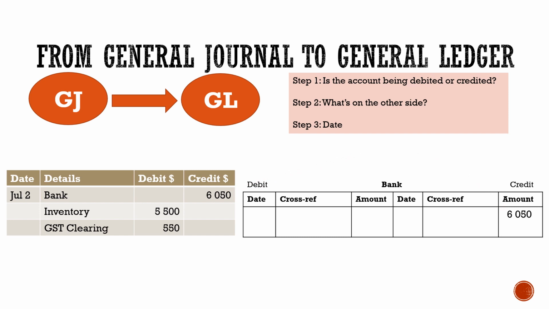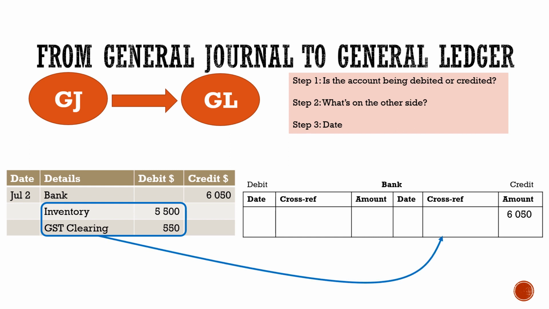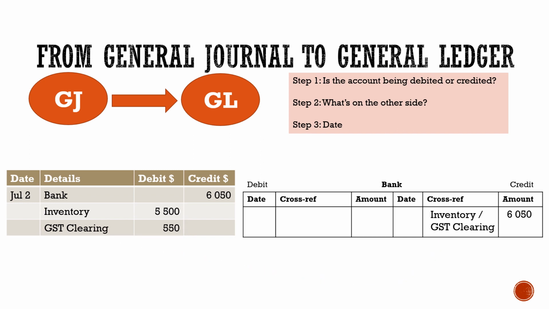Next, we ask the question, what's on the other side? Here we can see that on the debit side of the transaction, the inventory and GST clearing accounts have been affected. Accordingly, in the bank ledger account, in the cross-reference column, we record inventory/GST clearing to show that these accounts have been affected on the other side. Step 3, we record the date, which is the 2nd of July.